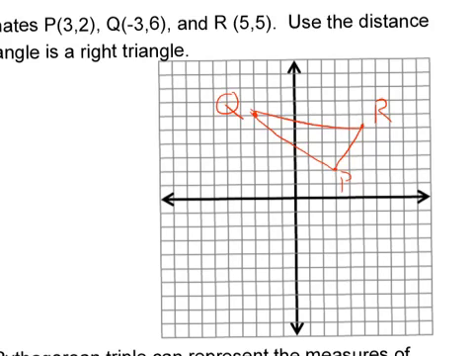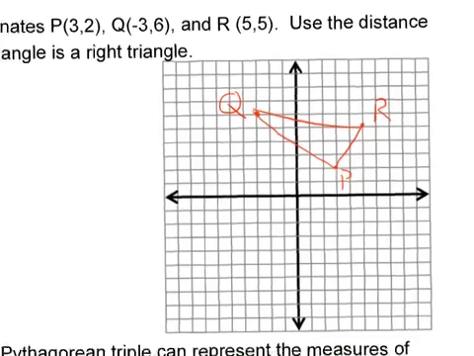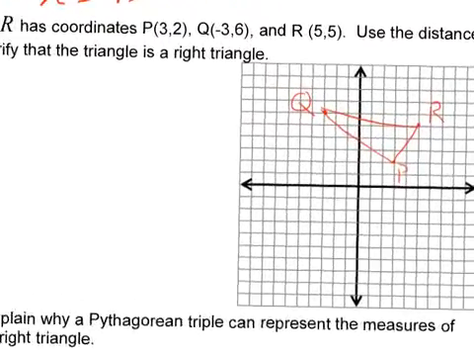Now, if you can see that, what we're going to do is use the distance formula to find the distance of QP, QR, and RP, and figure out if this is a right triangle, if it satisfies the equation a squared plus b squared equals c squared.